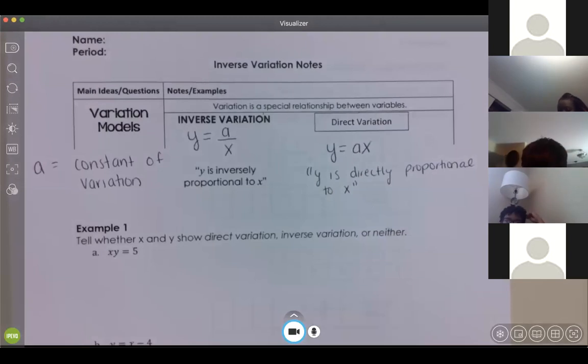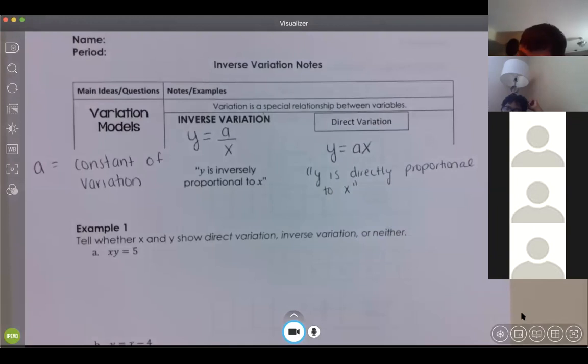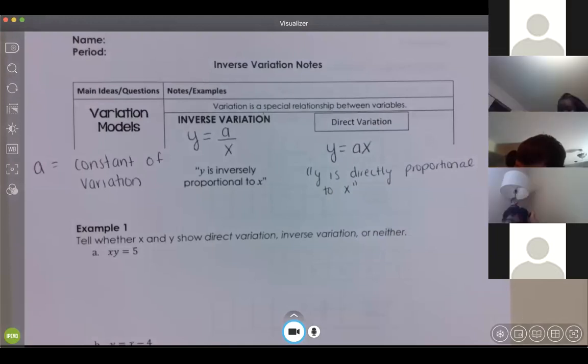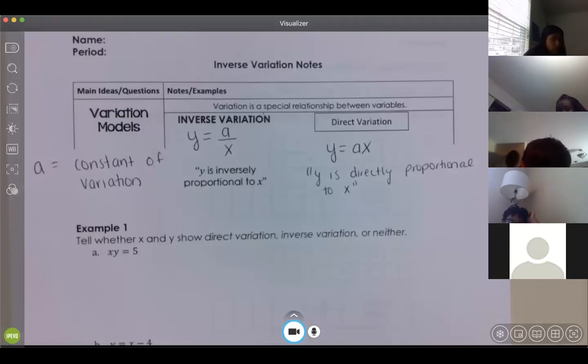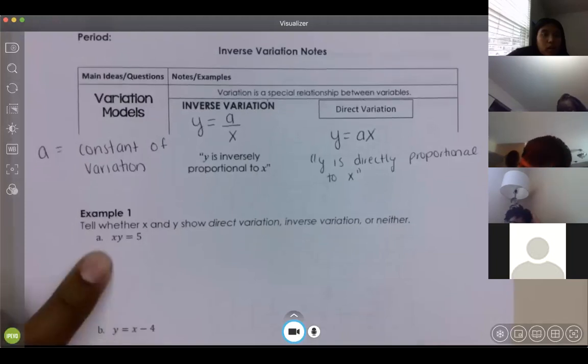Any questions about the definitions? All right, example 1: tell whether x and y show direct variation, inverse variation, or neither. Your first step is to make sure you get y isolated, so you want y all by itself on one side of the equation. Right now you have xy equals 5.